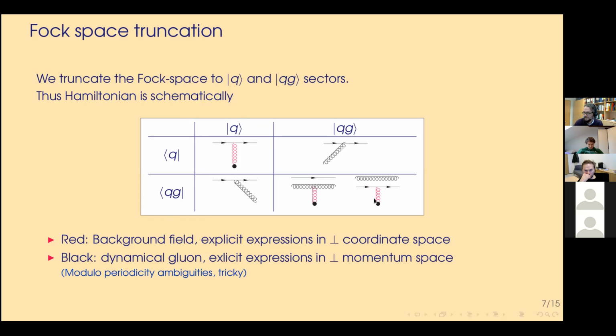Both sectors within themselves have an interaction with the background field. And then you have transitions between the sectors. A quark can emit gluons and become a quark-gluon state, or a quark-gluon state can absorb a gluon and become a quark state.